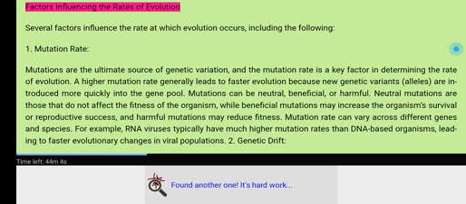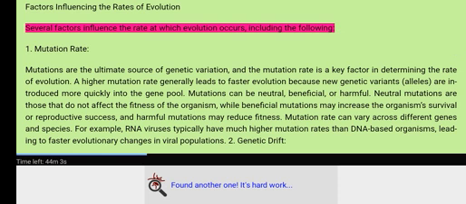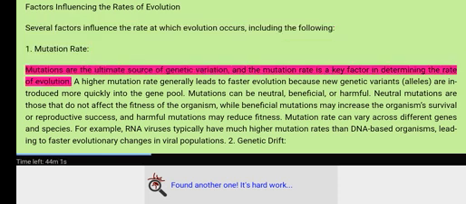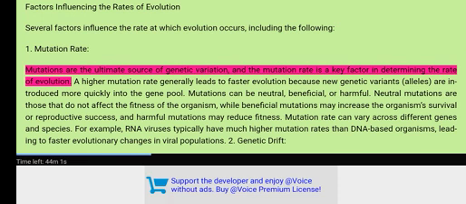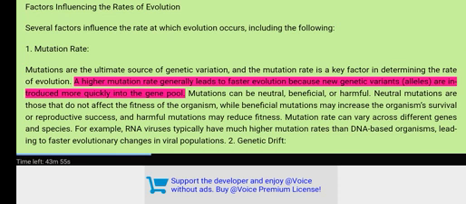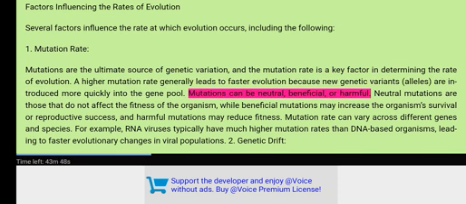Factors influencing the rates of evolution. Several factors influence the rate at which evolution occurs, including the following. 1. Mutation rate. Mutations are the ultimate source of genetic variation, and the mutation rate is a key factor in determining the rate of evolution. A higher mutation rate generally leads to faster evolution because new genetic variants, alleles, are introduced more quickly into the gene pool. Mutations can be neutral, beneficial, or harmful.